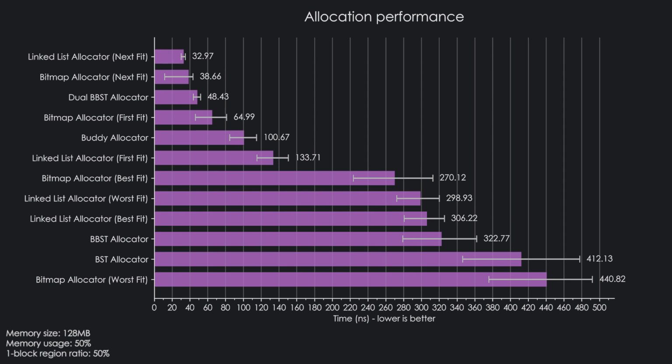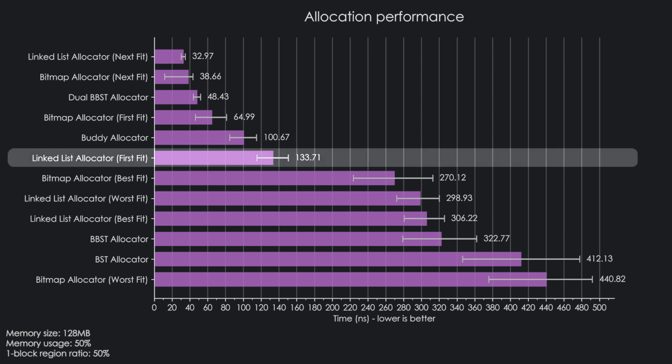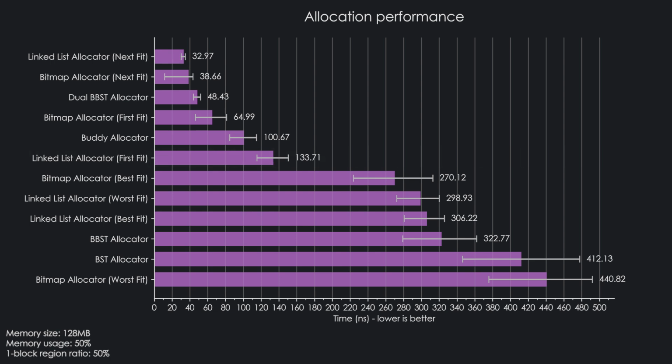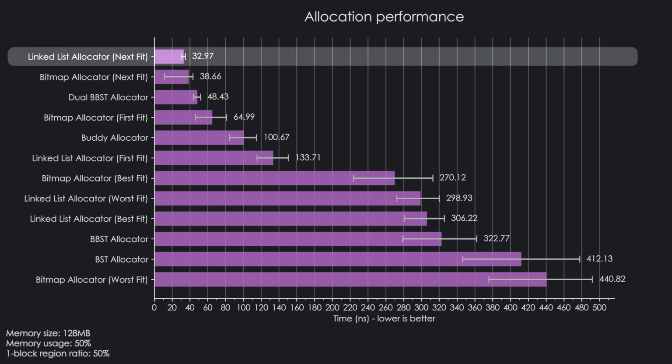Moving forward to the linked list, the first fit implementation had a significantly worse performance than the first fit bitmap allocator. This can probably be explained by the fact that we have a large number of small regions, since we set the percentage of size 1 blocks at 50%. Small regions are more costly for the linked list allocator than the bitmap allocator. But using the next fit optimization, we can see that the linked list allocator beats the bitmap allocator and is the best performing allocator of all.